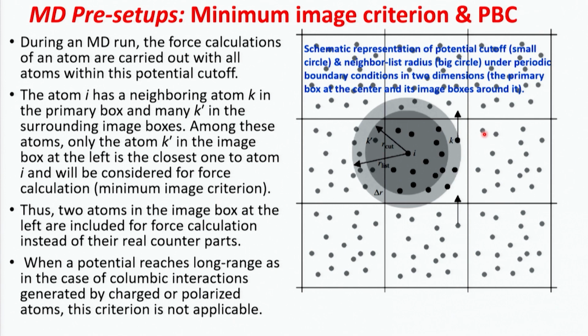So that's what is mentioned. The atom I has a neighboring atom K in the primary box and many K dashed, like here, maybe somewhere here. Among these, only the atom K dash in the image box at the left, the closest one to atom I, will be considered for force calculation, which is called the minimum image. So essentially you also need to consider the minimum image criteria. Thus, two atoms in the image box at the left are included for force calculation instead of their real counterparts. Okay. So when a potential is long range, as in the case of the Coulombic interaction generated by charged or polarized atoms, this criteria is not applicable.